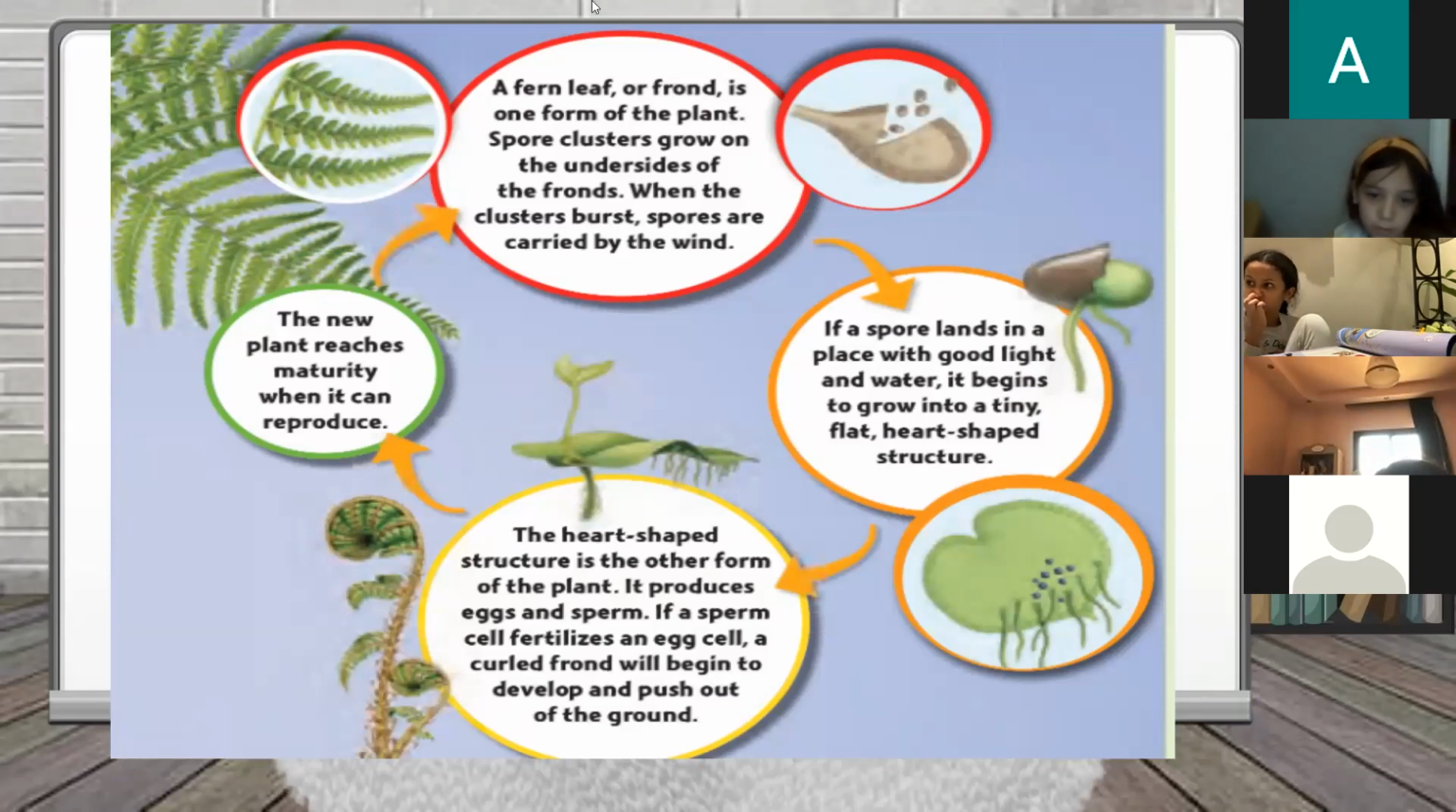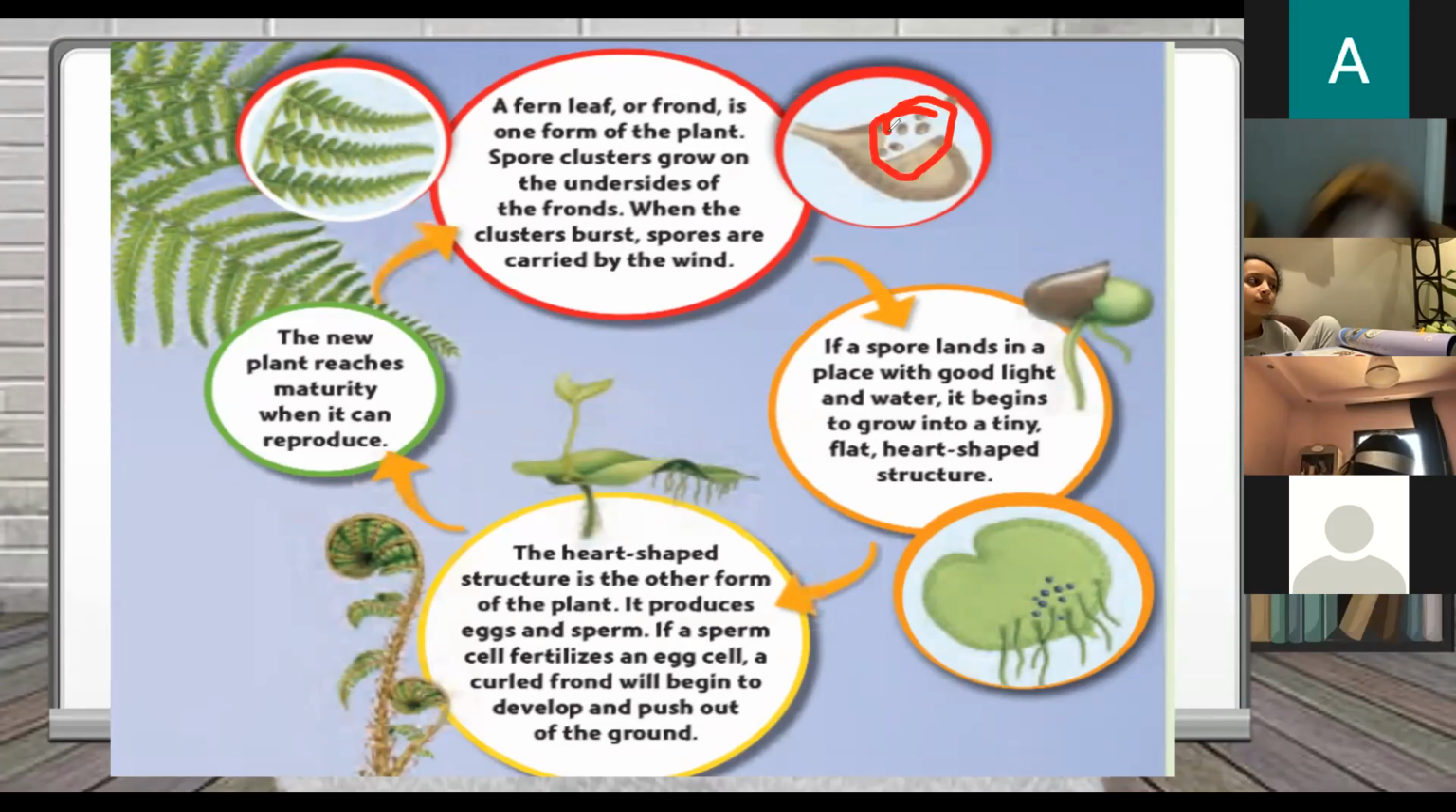The spore is inside a bag called a cluster. This bag is a cluster. Take a look at these small dots over here. Can you see the dots? These are the spores. And the bag that holds the spores, we call it a cluster. What do we call it?